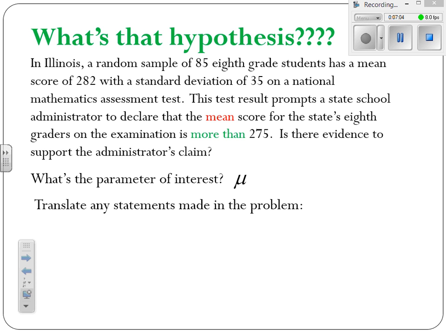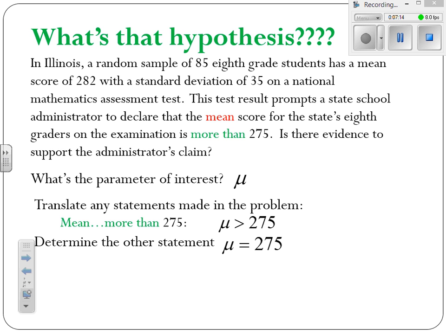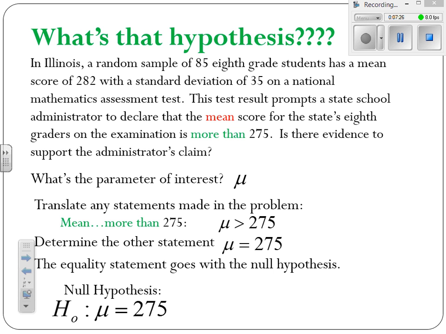Now we need to just go ahead and start translating. I see the words more than sitting there. More than 275. Well, that's greater than 275. Well, what we should have seen before, right? If they're claiming it's more than 275, then that means the state average is 275. So the null hypothesis here would be that mu is equal to 275 versus the alternative that it's greater than 275.